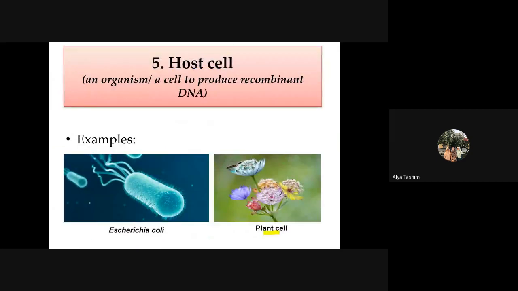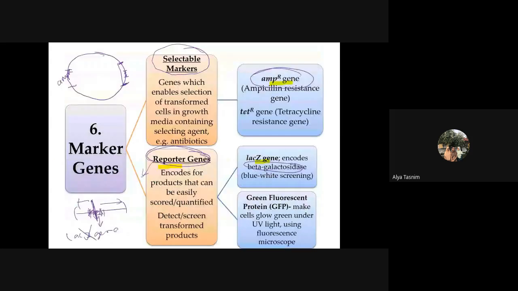Okay, so example of host cell adalah E. coli lah kan, bacteria cell yang commonly used, and also plant cell. Okay, so the last tools that you require adalah marker genes. So marker genes ni terbahagi kepada 2. It is divided into 2. One is selectable marker and the second one is reporter gene. Okay, selectable markers and reporter genes.